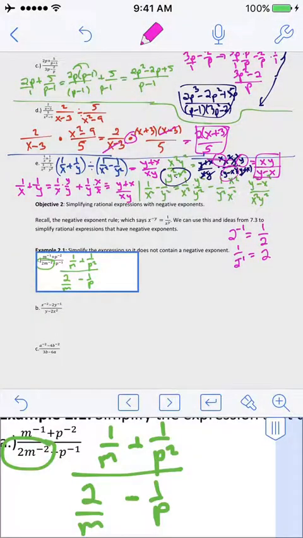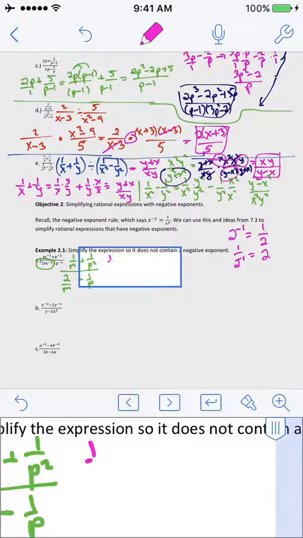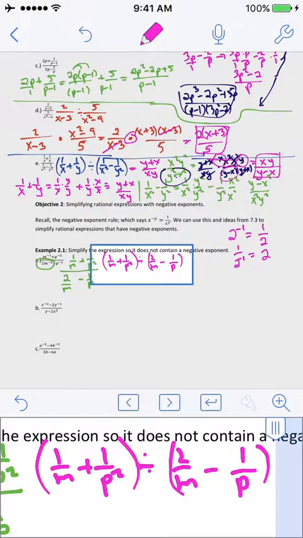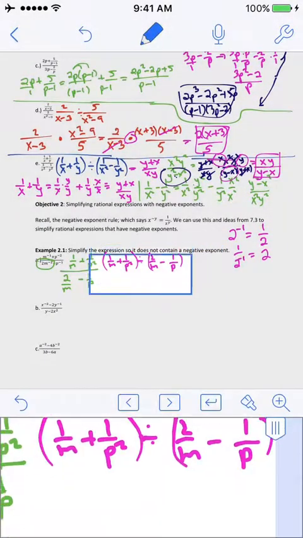We can rewrite that as 1 over m plus 1 over p squared divided by 2 over m minus 1 over p. So that's our new division problem. Change the first one.